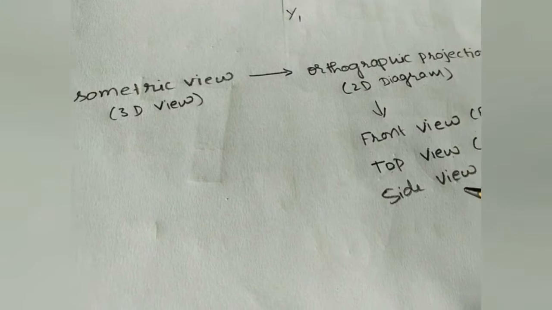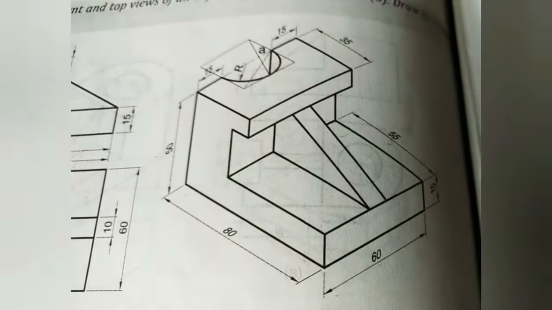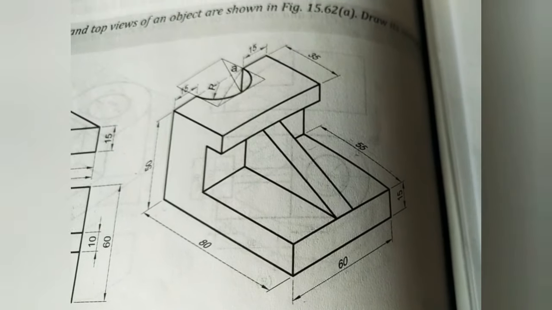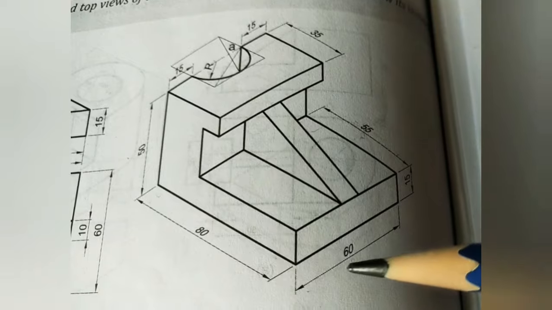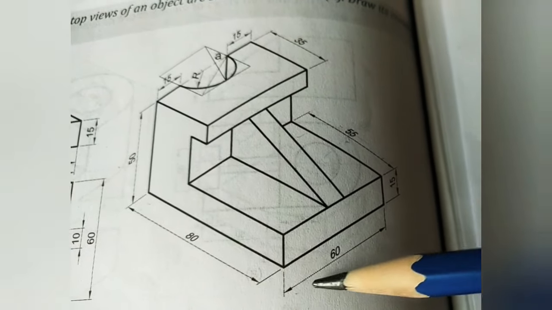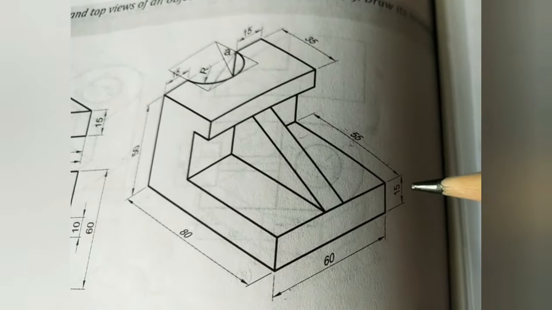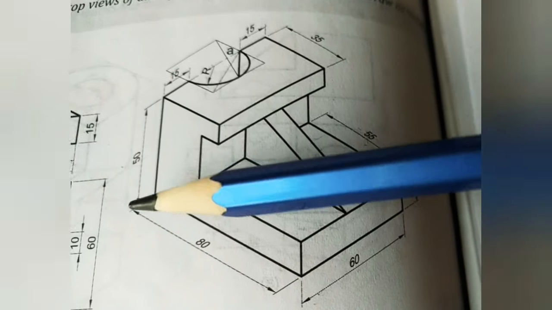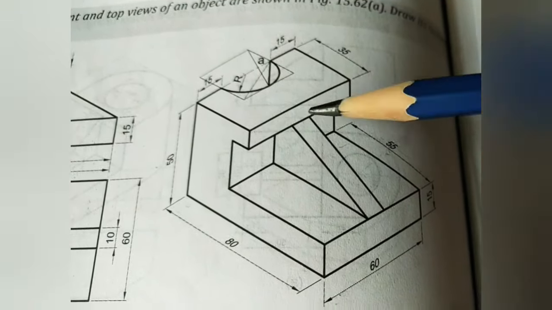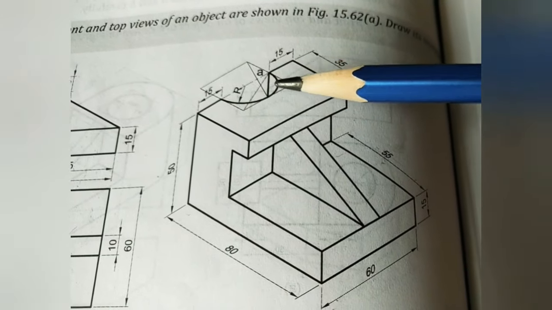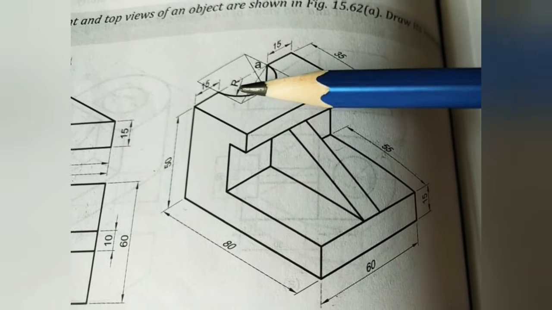For doing these three views, let us check the given diagram dimensions. Here, units are not given. If units are not given, consider all units in mm. Width is 80 mm and this is 60 mm, this height is 15 mm and this is 55 mm, this height is 50 mm and this thickness is 35 mm. Here one circular section is there. The radius is capital R.